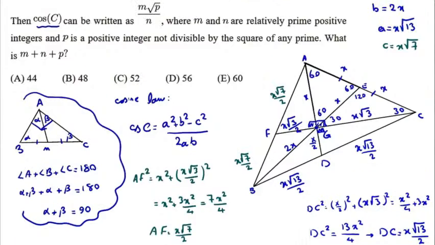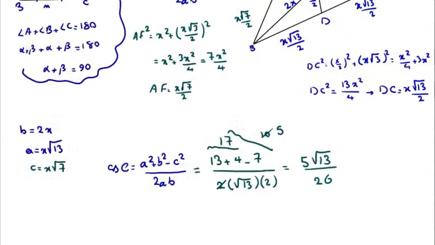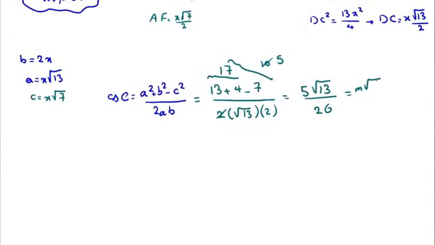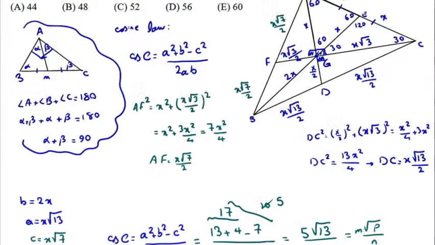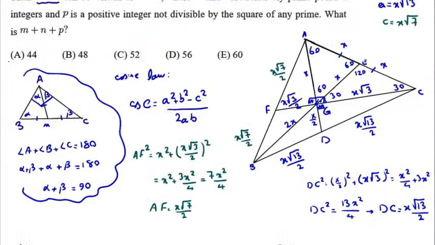And the problem says it is equal to m root p over n. And then m plus n plus p is what? 5 plus 13 will be 18. 18 plus 26, which will be 44. And the answer will be A.